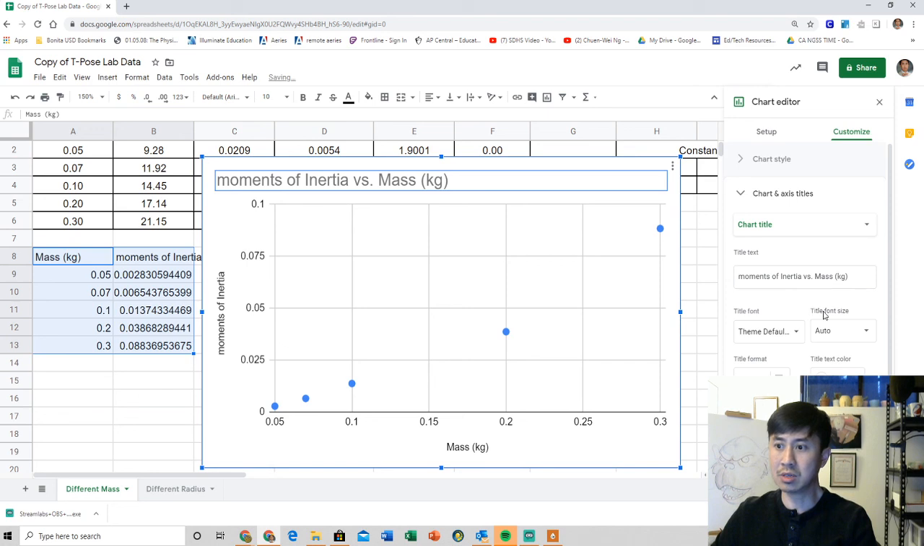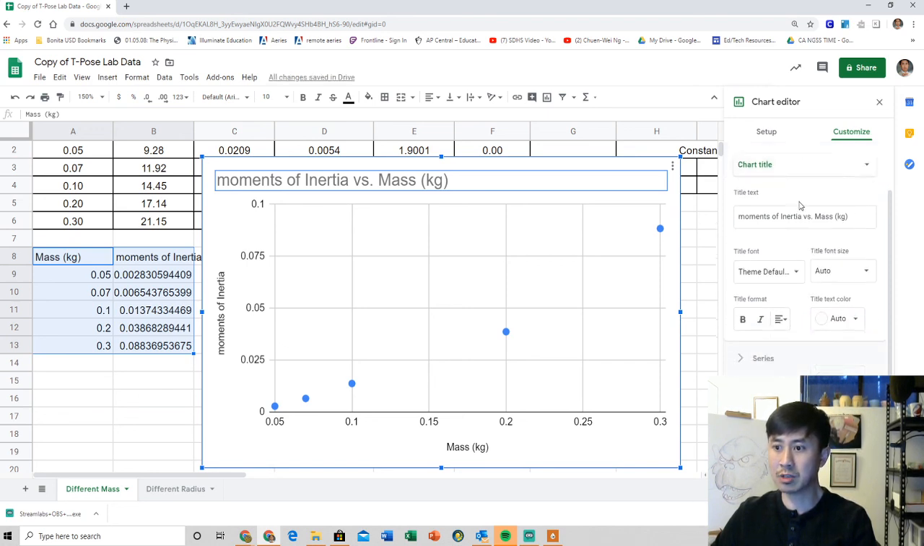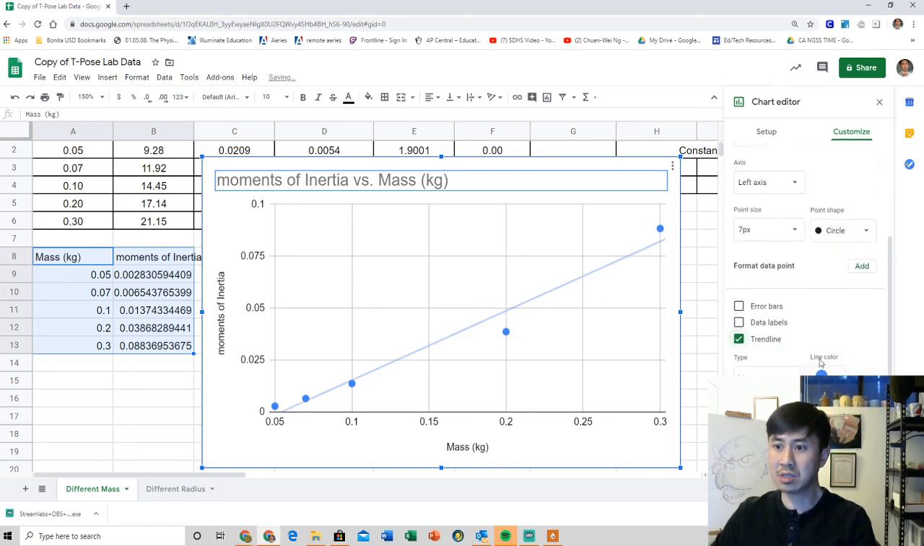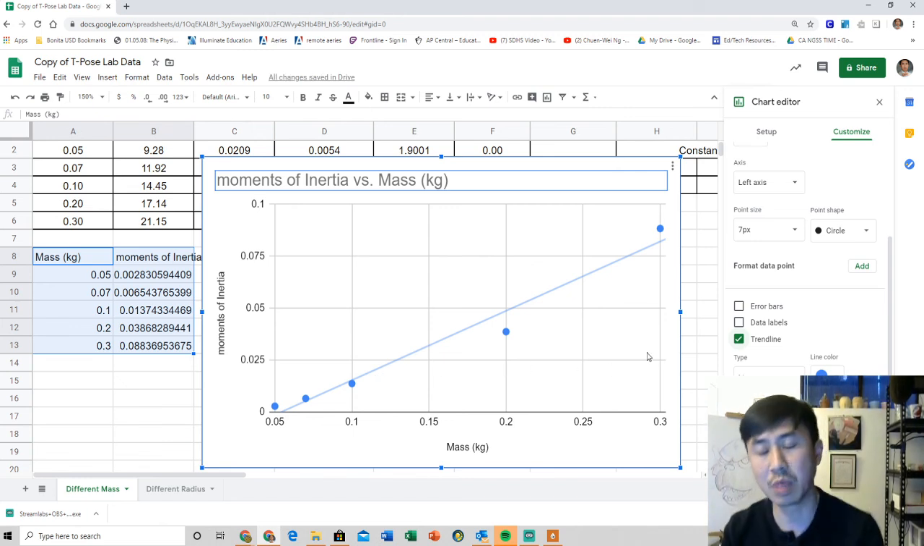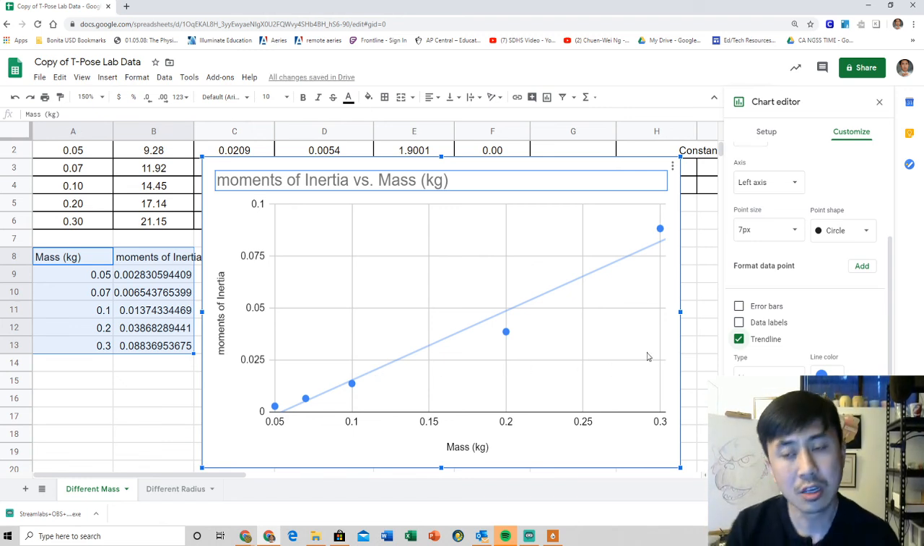All I gotta do is go to customize. I don't want my chart titles, I want my series. I want a trend line, and I know it's linear, and it's got a pretty linear trend line, which is expected. All right, for mass, you're supposed to get a linear relationship. Look at that, I'm giving you guys all the answers because I'm not there.